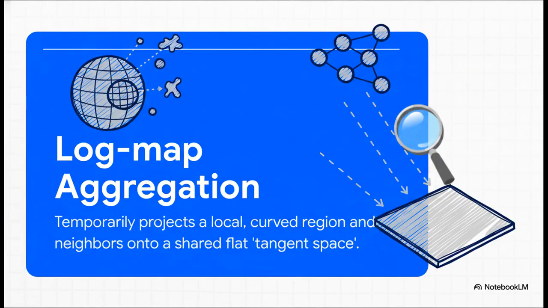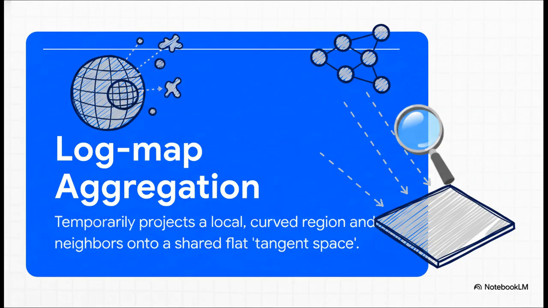Let's walk through it. So, the first move is log map aggregation. Here's the thing about standard neural networks. They're designed to do math in flat spaces. So the system does something incredibly clever. It takes a little local patch of its curved world, grabs all the info from the neighbors in that patch, and temporarily flattens it out onto a shared surface.